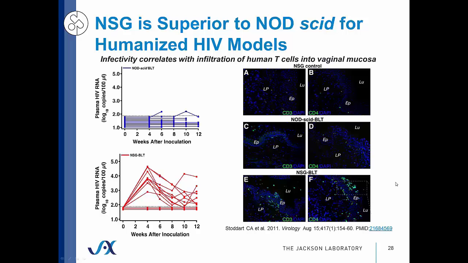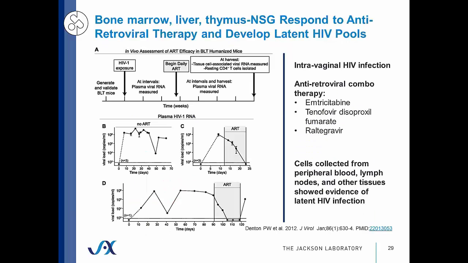So one application for using humanized NSG mice is for designing and testing new treatments. In this example, NSG BLT mice were intravaginally infected with HIV and then treated with antiretroviral therapy or ART therapy that's typically given to human patients. And so you can see here that when they measured HIV viral RNA in the plasma, when ART therapy was not begun, you see high levels of HIV RNA in the plasma, and then when ART therapy was administered, you see a dramatic reduction in viral loads, and you can see that in panels C and D. And when ART therapy was stopped, these viral loads rebound to pre-treatment levels.